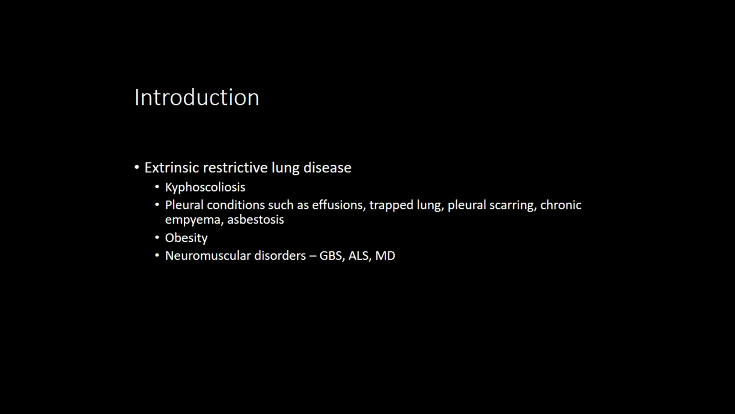What I can note is that extrinsic restrictive lung disease is due to pathologies that produce either decreased muscle tone of the respiratory pump, such as neurological deficits, Guillain-Barré syndrome, ALS, and the like, or deformations of the rib cage, or even space-occupying lesions within the chest, such as pleural effusions and pneumothorax.